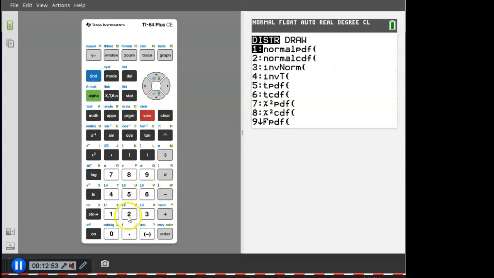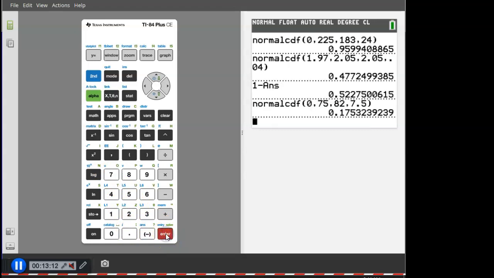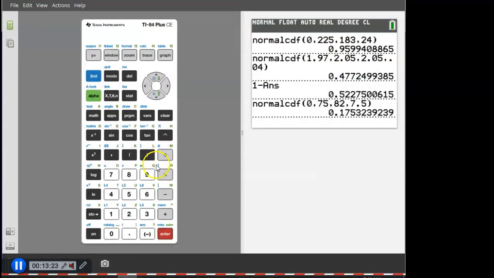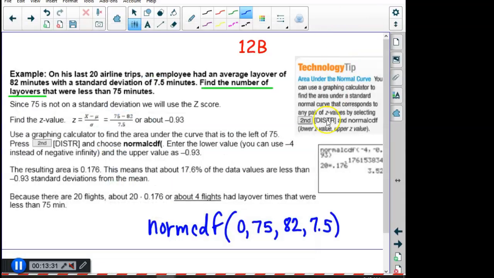It is number 2. And we decided to do 0 to 75, with a mean of 82 and a standard deviation of... thank you. All right. I got about 17.5%, but didn't it say of his last 20 flights? So times 20 flights is like 3.5. Did somebody else get that?